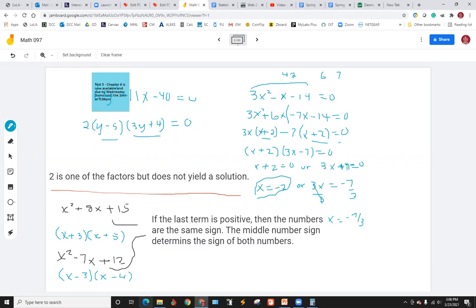Okay, so that's what I would call case one. In a sense, it's kind of two cases because the middle number is different in each case. But if you just follow this one scenario, that if the third term is positive, then both numbers are going to be the same, and the sign of the middle number determines what the sign is going to be. In this case, they're both positive. In this case, they're both negative. Does that make sense for that case? Yes, that all makes sense. Let's look at the second case.